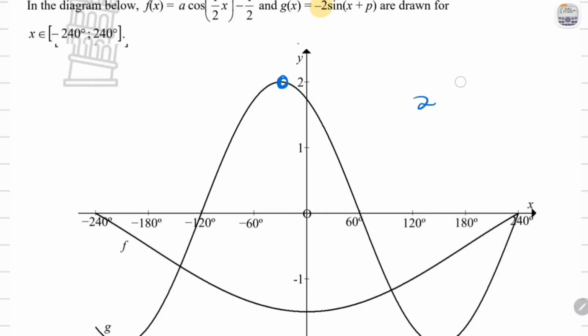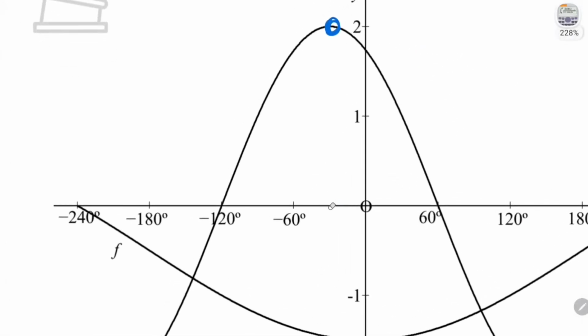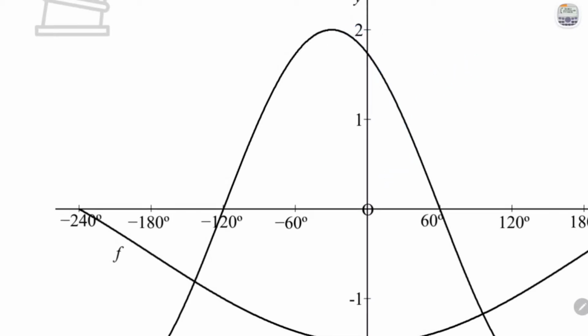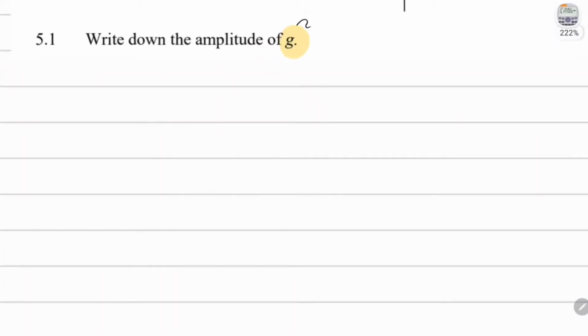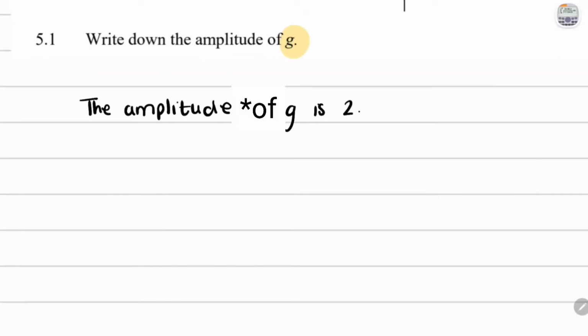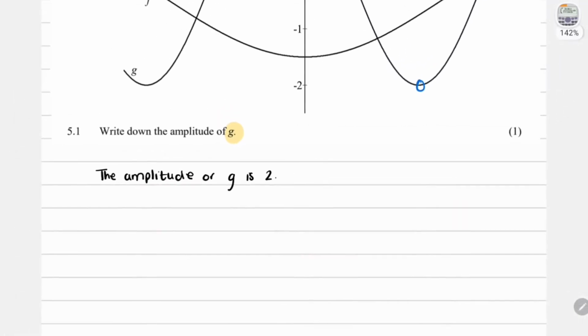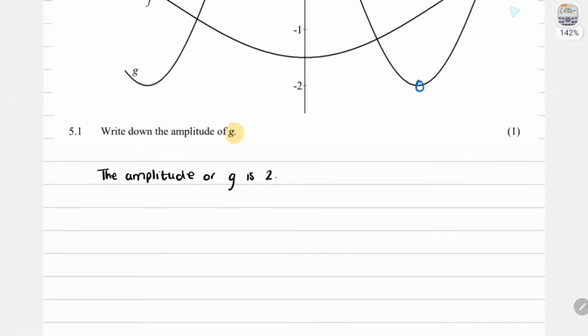Okay, so we know the amplitude is 2 because you can see from the middle of the graph, the highest it reaches, the height of this graph, is 2. Okay, so that is our amplitude. We can just tell them that the amplitude of G is 2. Okay, so that is 5.1. And then we move on to the next question.